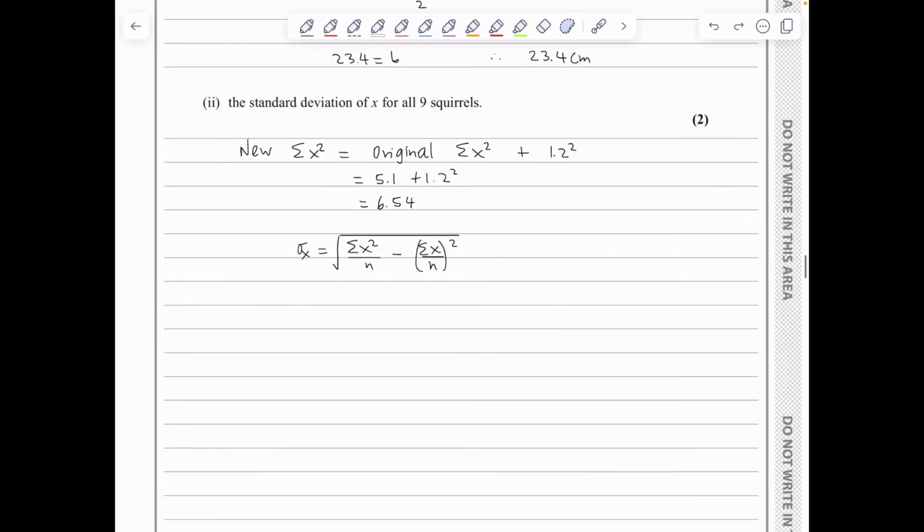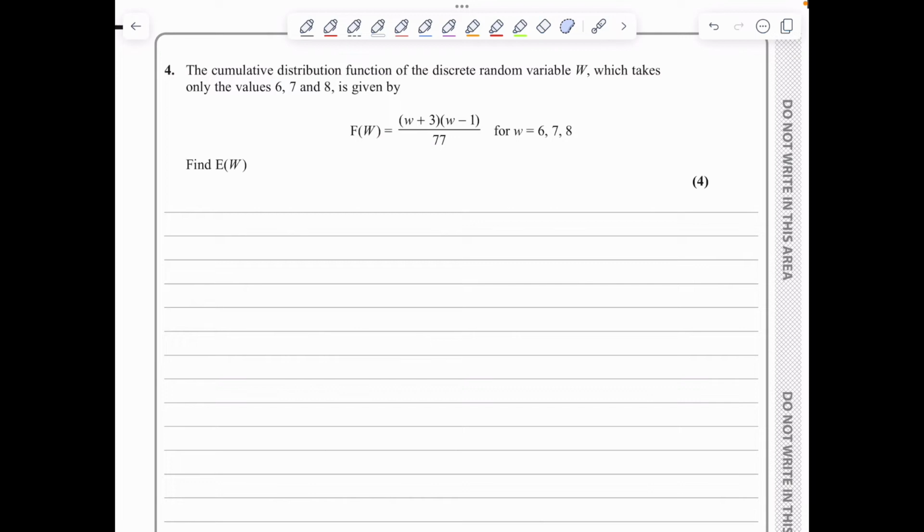And knowing that sigma x, the standard deviation of x, is given by the square root of sigma x squared over n minus the sigma x over n all squared, then this means that we've got this to be 6.54 over 9, because we've got 9 squirrels now, minus the 0 over 9 all squared, and then square root, which gives an answer of 0.852.